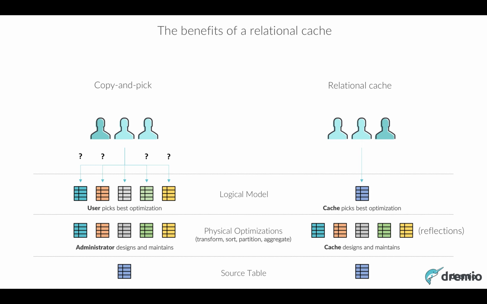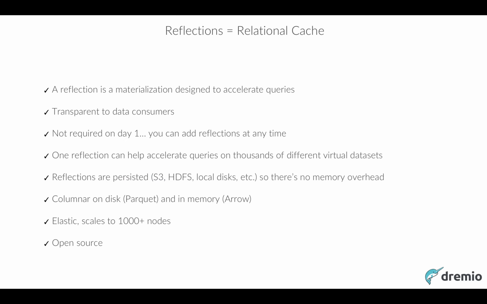So the benefits of having a relational cache compared to doing this kind of manual copy and pick approach is that the cache is able to pick the best optimization to use. If you think about the approach with these data reflections, the user doesn't have to worry about them. The user's not even aware that these reflections exist. They're just querying the logical model, and the cache automatically picks the right optimization to use. In fact, the cache can also design and maintain these reflections. So these reflections really are what the relational cache contains.